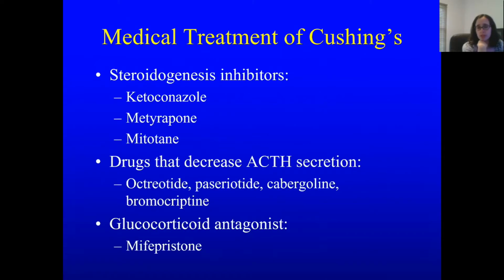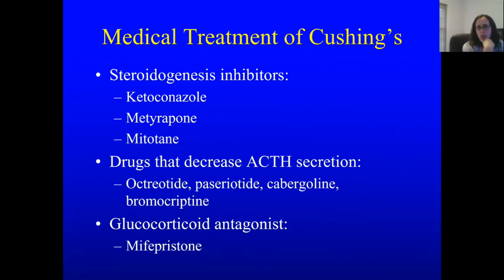So medical treatment of Cushing's, you guys don't really need to know the specifics. I more just bring this up. My fellows need to know, but you guys don't need to know. But I mostly bring this up to just show you that there are options for refractory Cushing's if you can't get all of it out on surgery. We use ketoconazole a lot. You guys might see that on the inpatient service.